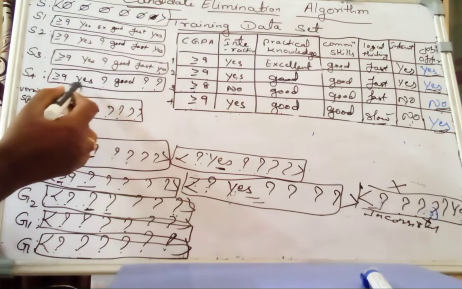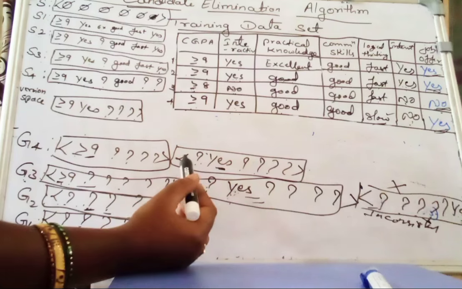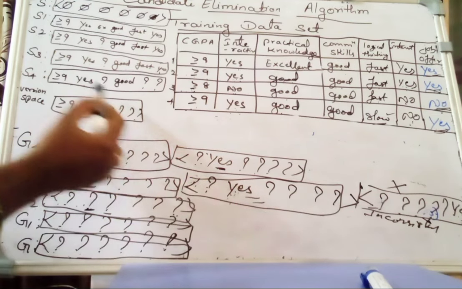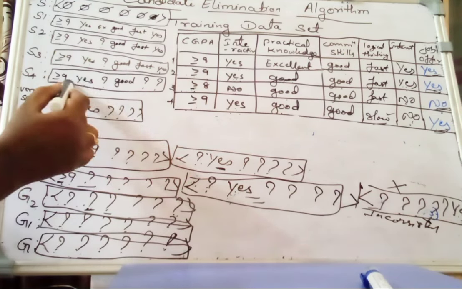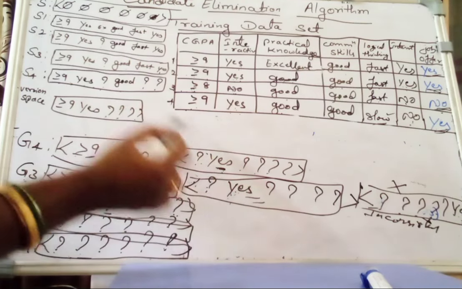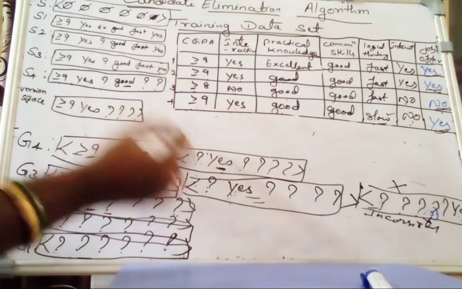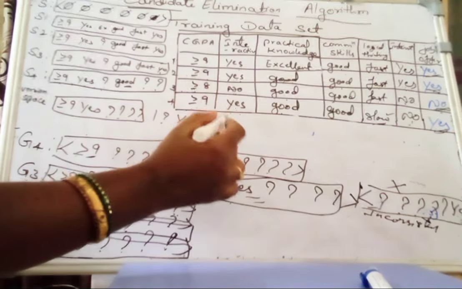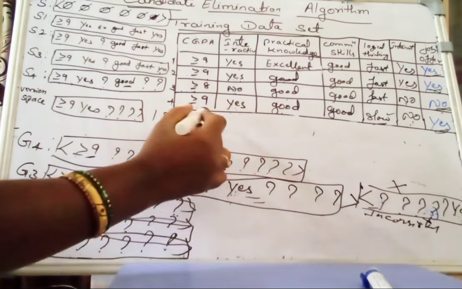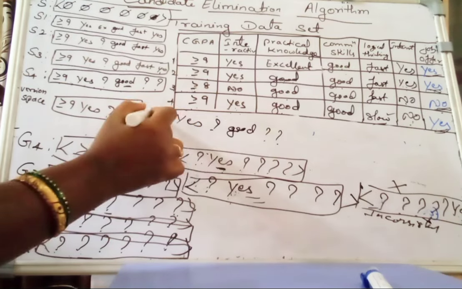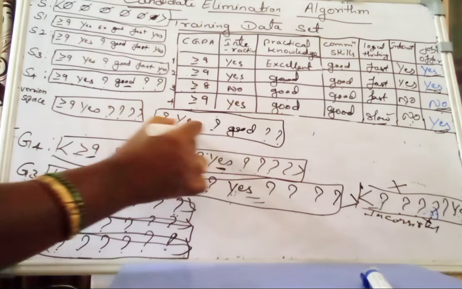And next, what are the hypotheses I can compare? I have to check here now. I can generate a new hypothesis. This greater than or equal to 9, yes, question mark can be combined with this also. I can combine question mark, yes with this good also. I have good here. Two attributes I am combining here now. So here I can write question mark, yes followed by question mark, good, question mark, question mark. I am combining both the hypotheses now.